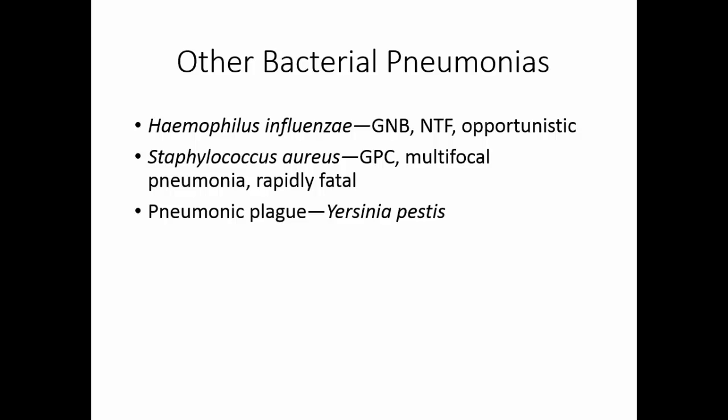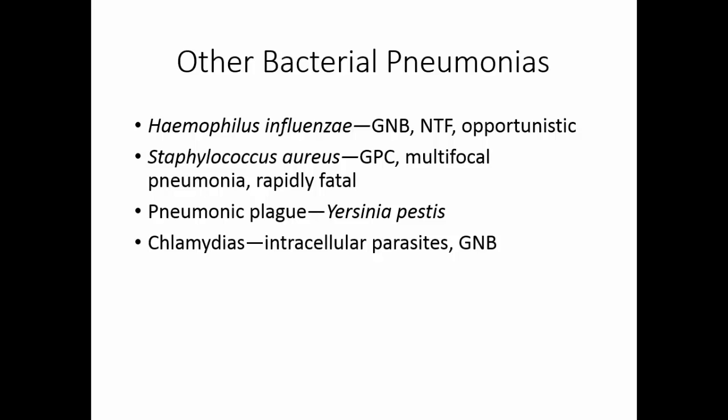We've talked about pneumonic plague caused by Yersinia pestis. This is when the organism gets into the lungs and can then be spread by respiratory droplets. And the chlamydias are intracellular parasites. This means they don't live very long outside of their host.